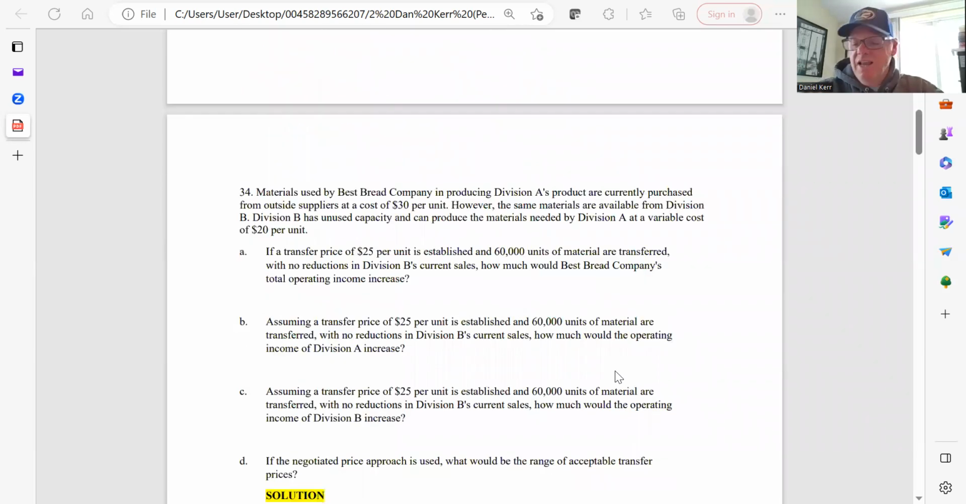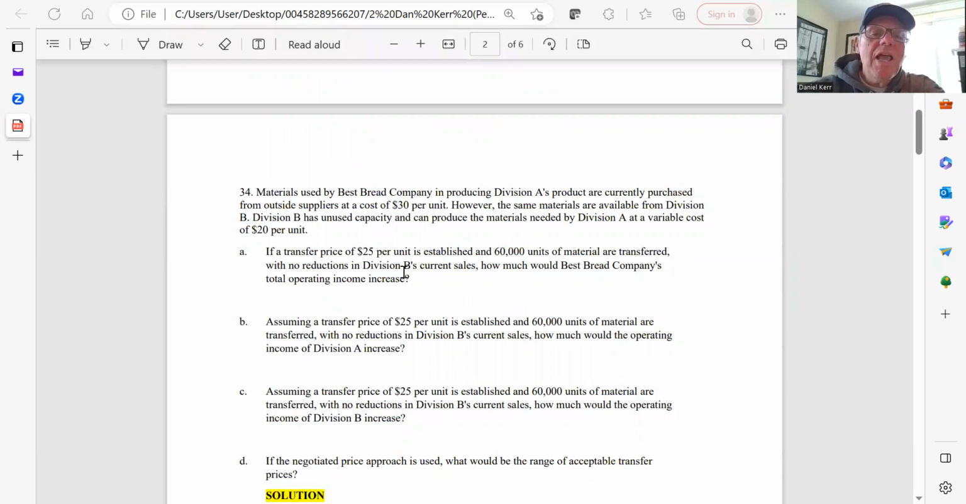Next one's kind of interesting. I didn't realize this until I mapped it out. Essentially, you've already answered part A, and you've got all the information you need to answer part B. So part A is the transfer. So we've got this company.